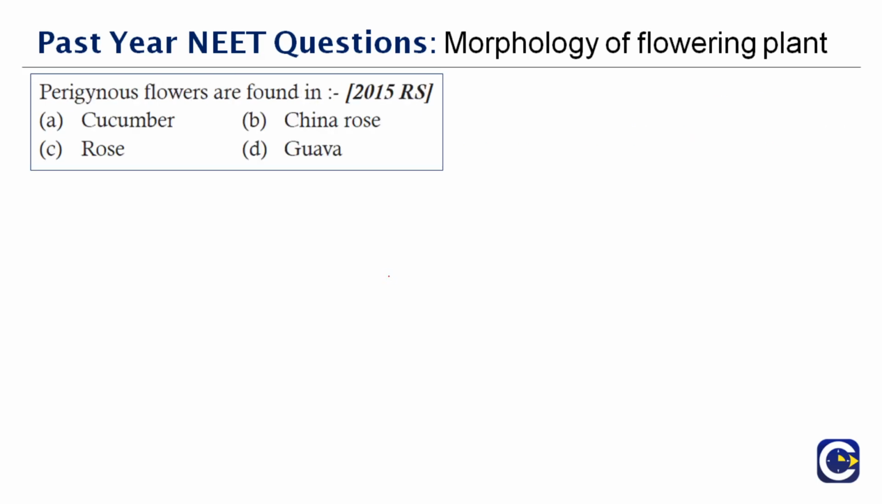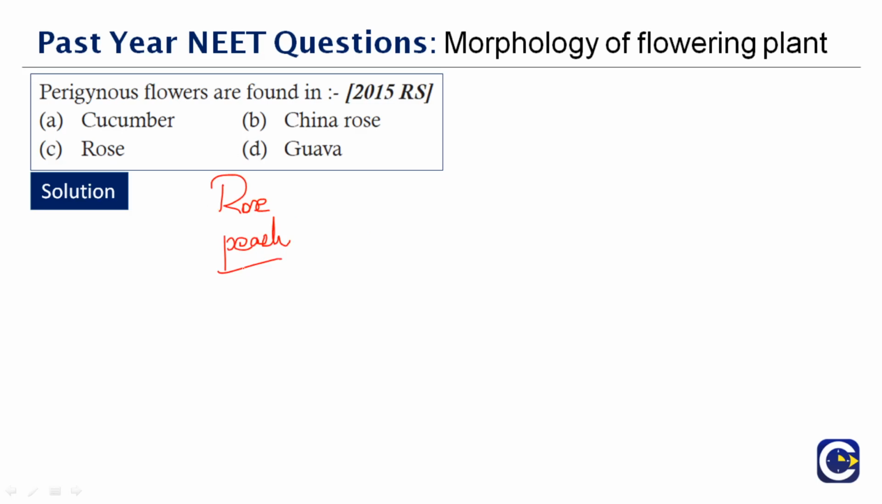Now moving to the next question. Perigynous flowers are found in dash. Now what do you mean by perigynous flowers? We'll first discuss that. See, in perigynous flowers the hypanthium, that is the floral tube formed from the fusion of the stamens, petals and sepals, is attached to the thalamus below the gynoecium and surrounds the ovary. The free parts of the petals, sepals and stamens are attached to the rim of the hypanthium. Usually the examples which come under this are rose and peach.